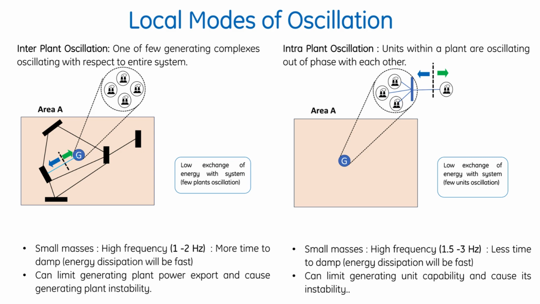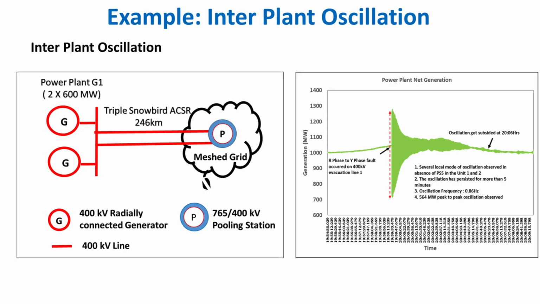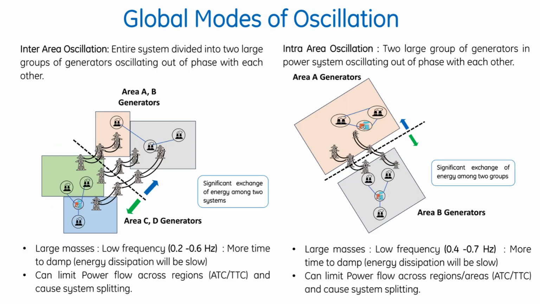And because they're local, the solution is usually local too. They're often effectively managed by controllers installed right on that specific generator, particularly devices called power system stabilizers, or PSS. PSS. Got it. Local problem, local solution. Makes sense. Mostly, yes. Then we move up in scale to the wide area threat, the inter-area modes.